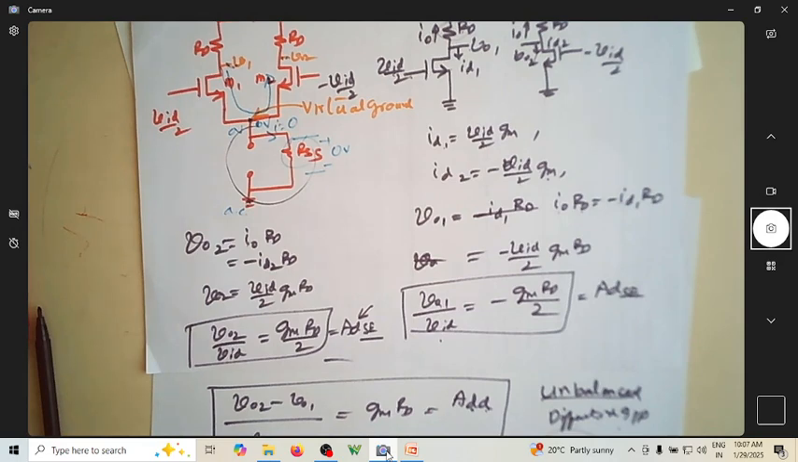Okay, we will see the common input as well as the CMRR of this differential amplifier in the next video.